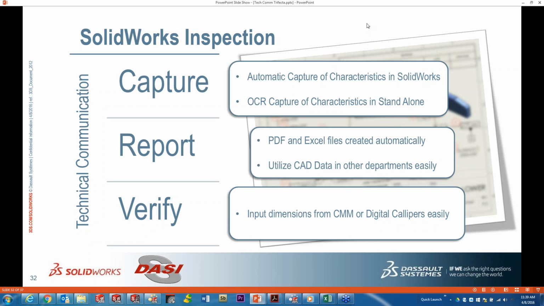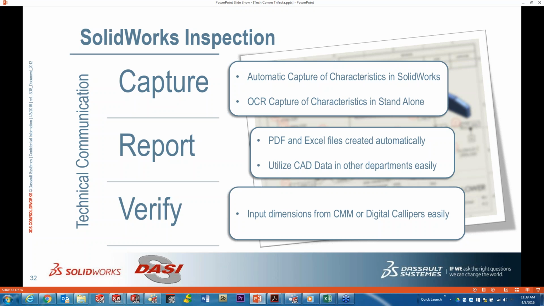So in the end, we capture information by capturing the characteristics either using window selecting and optical character recognition in the Inspection standalone tool, or automatically capture those in a very easy process using the methods that we have inside of SolidWorks itself. The reports are generated in a common format specified by the AS9102 standard.